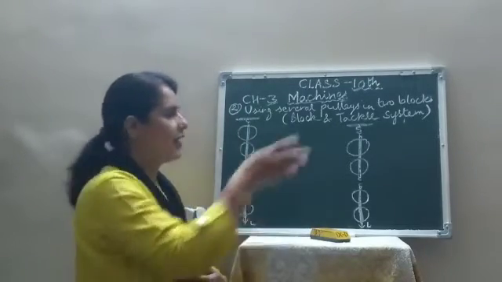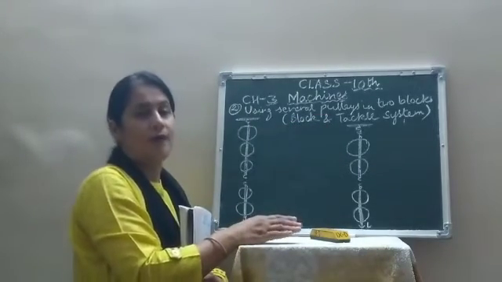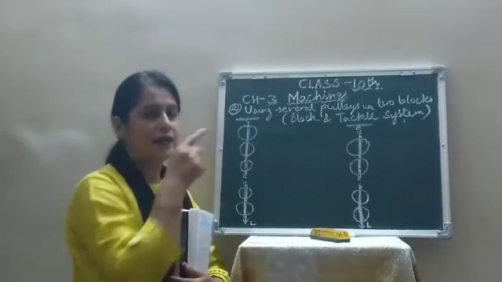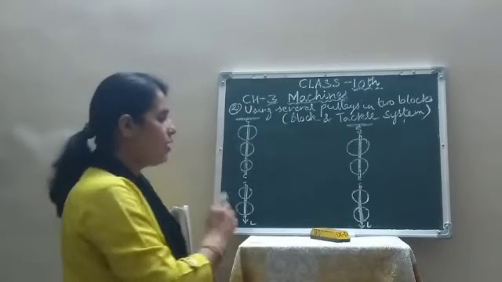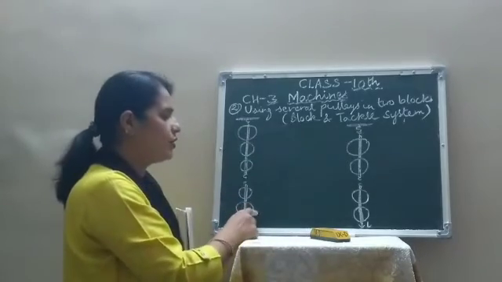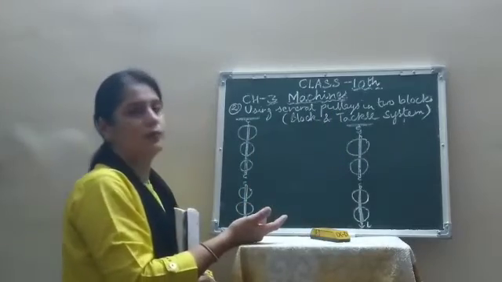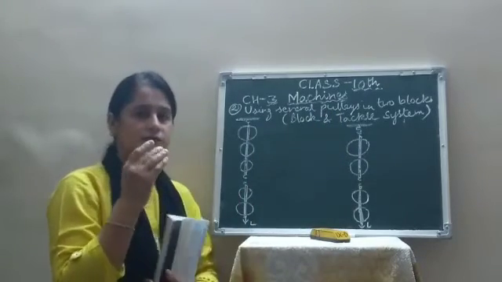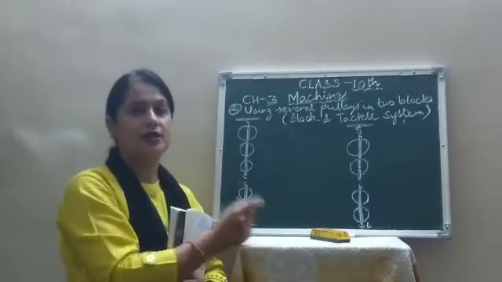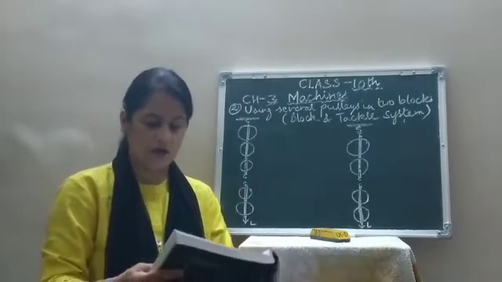Either they should be equal, like if they are total 4, so 2 in the upper, 2 in the bottom. But if they are unequal, then more pulleys will be in the upper fixed block and fewer pulleys will be in the lower block. So here 3 pulleys in the upper block and 2 pulleys in the lower block. Here 2 are there in both of them. Suppose there are 6 pulleys. So how will it be? 3 and 3. But if there are 7, then 4 in the upper block and 3 in the lower block.